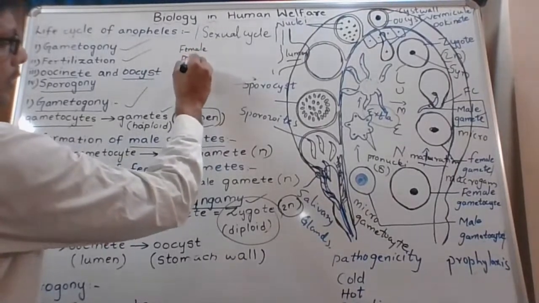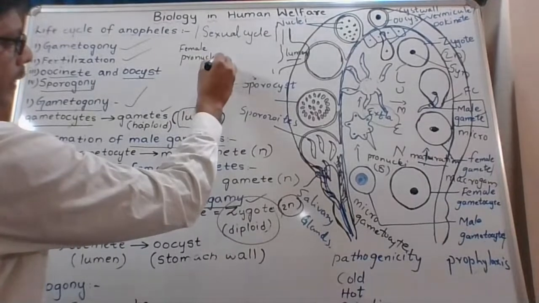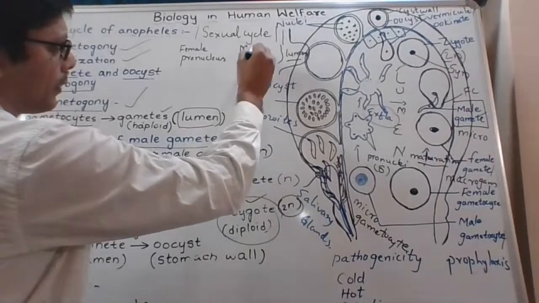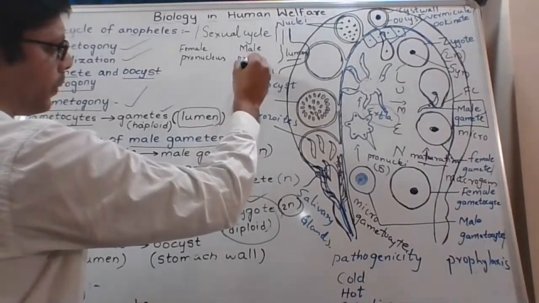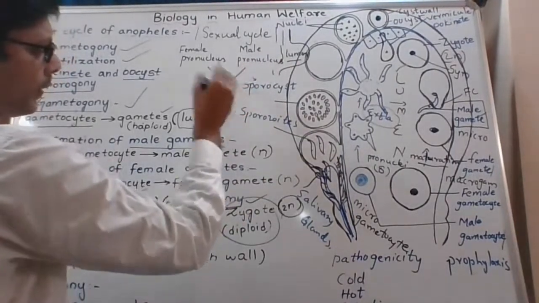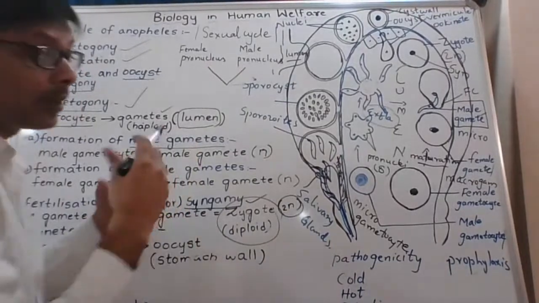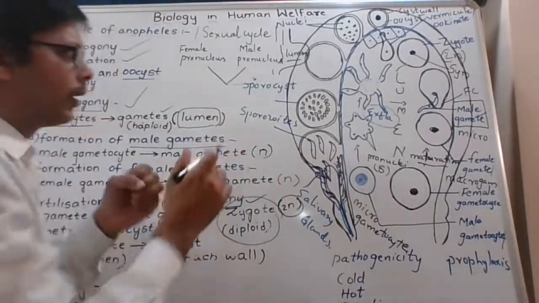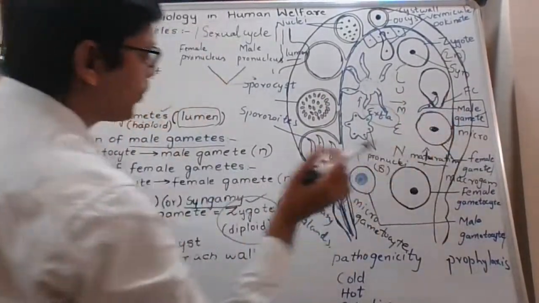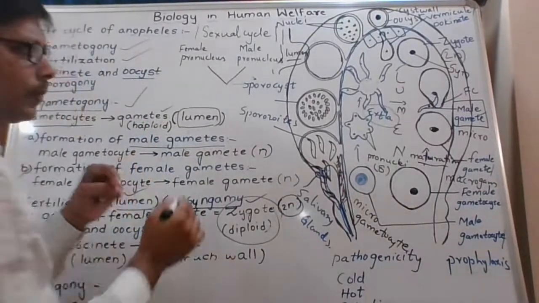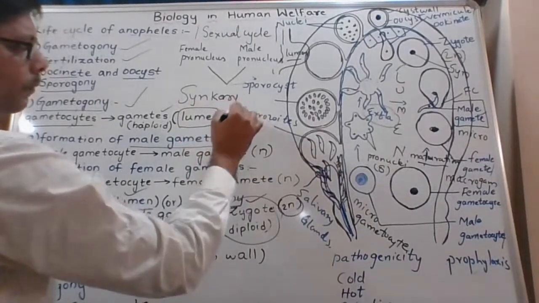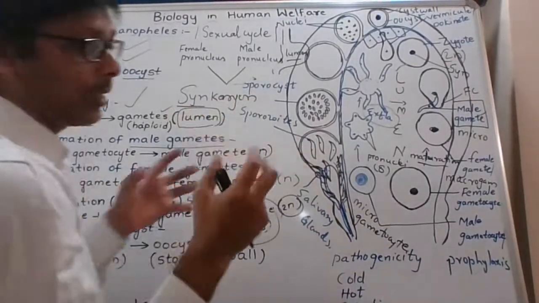Female pronucleus, male pronucleus, they fuse together and form another nucleus. Syn means together. This is one pronucleus, and the two pronuclei join together to form one nucleus. That is called syncaryon. Syn means coming together.